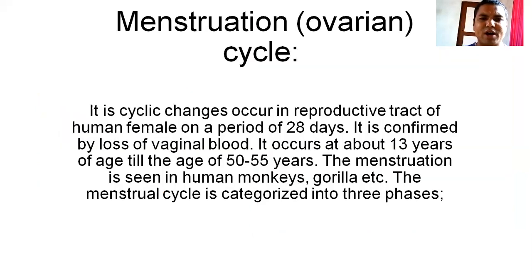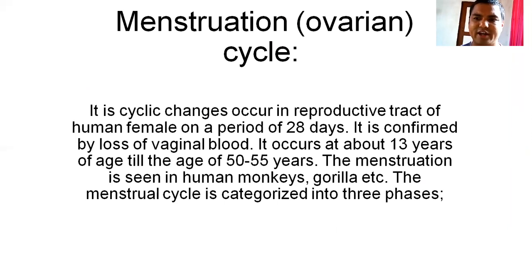Now let's discuss the menstruation cycle, also called the ovarian cycle. The menstruation cycle is the cyclic change that occurs in the reproductive tract of the human female over a period of 28 days. It is confirmed by the loss of vaginal blood. If blood flows from the vagina, we can confirm that menstruation has occurred.